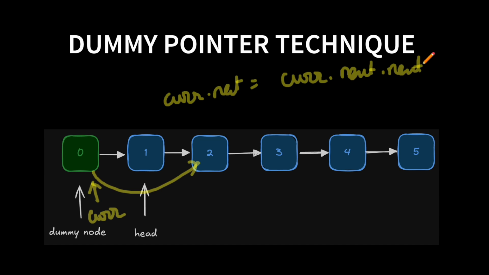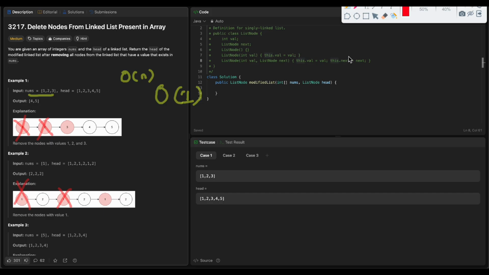So no special handling is required at the head, making the code cleaner and more maintainable. So now our algorithm is simple. We will convert the nums array to a hash set for O(1) lookup times. In example 1, we can create a hash set with values 1, 2, and 3.